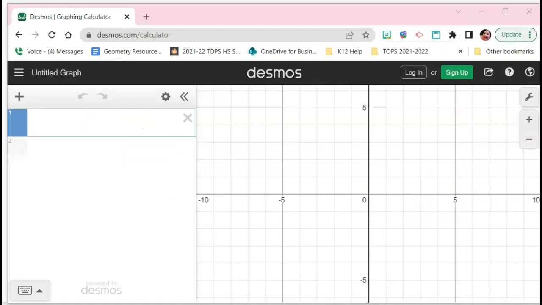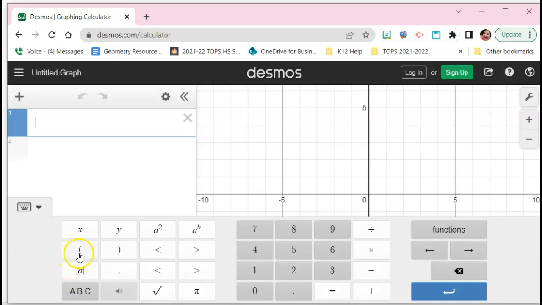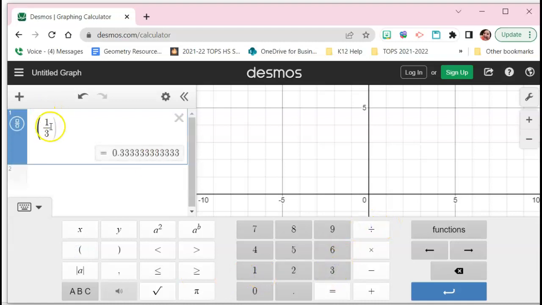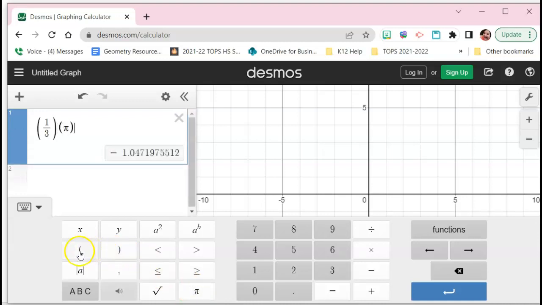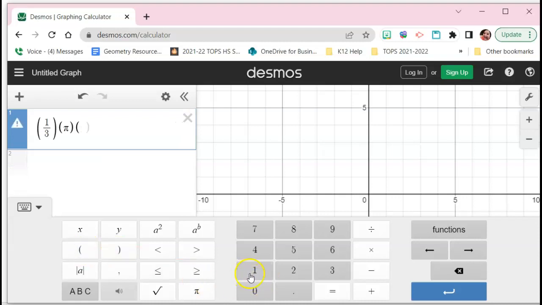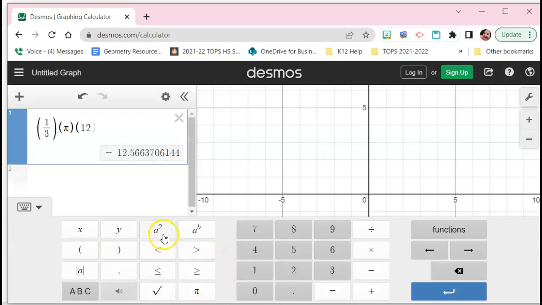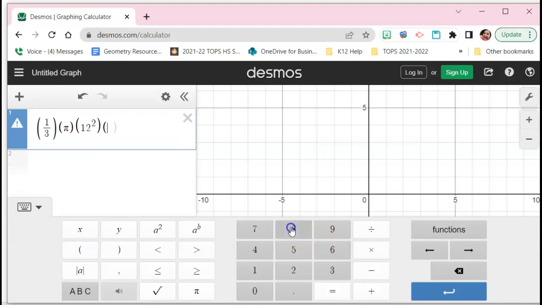Okay, I'm pulling up the Desmos calculator for us. Remember, whenever you go to desmos.com and you go to the calculator, you've got to bring your keyboard up. So the first thing is the 1/3. That can be tricky, but we're just going to put 1 divided by 3, and we're going to put that in its own set of parentheses. Then we have the pi button. And then we have our radius squared, which was 12. We're going to put this button right here where it says a squared. Squared, and then times our height, which was 8.